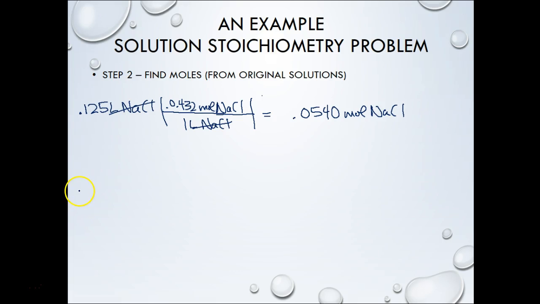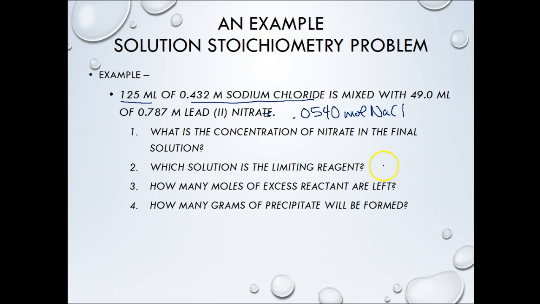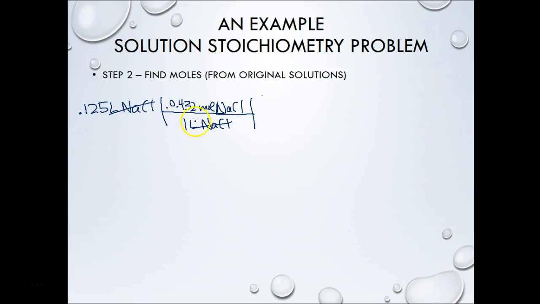I do the same thing for the next one. So I'm looking back at my problem and I see that I have 49 milliliters of 0.787 molar lead nitrate. So I do the same thing. I don't know what happened to my inking here, but I will write it down again.